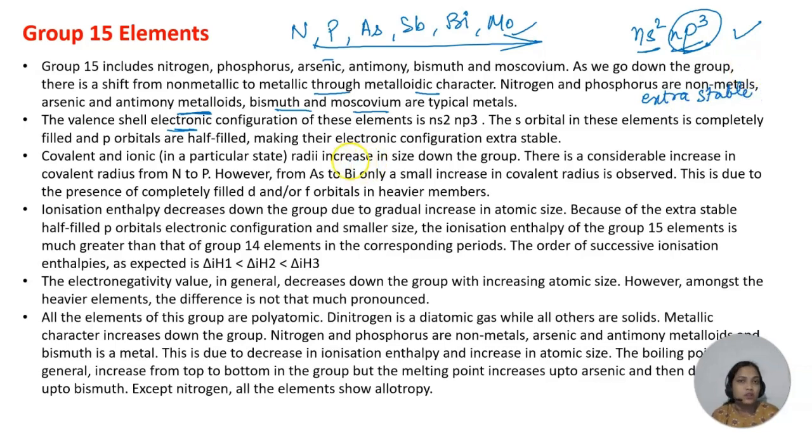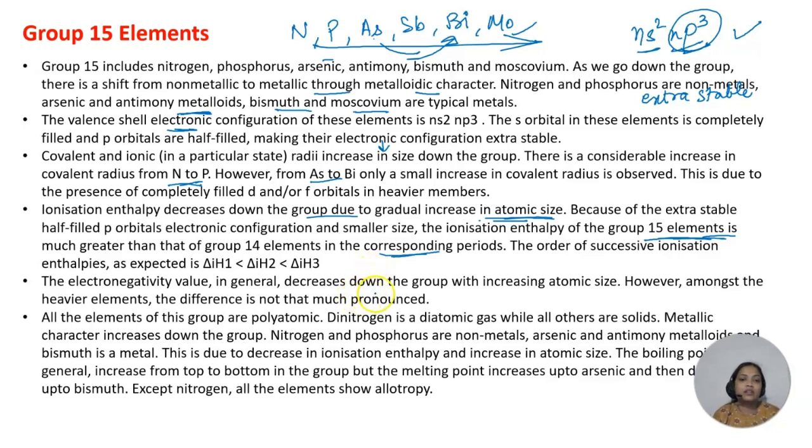If I am talking about radius, it increases down the group. From nitrogen to phosphorus, obviously it increases. From arsenic to bismuth, only a small increase. Why? We have already discussed, because of d and f electrons. Ionization enthalpy will also decrease down the group because of increase in atomic size. But you should know this, we have studied in the trend also, because of extra stable half-filled p orbitals, the ionization enthalpy of group 15 elements is actually much greater than that of group 14, and even greater than that of group 16 elements.